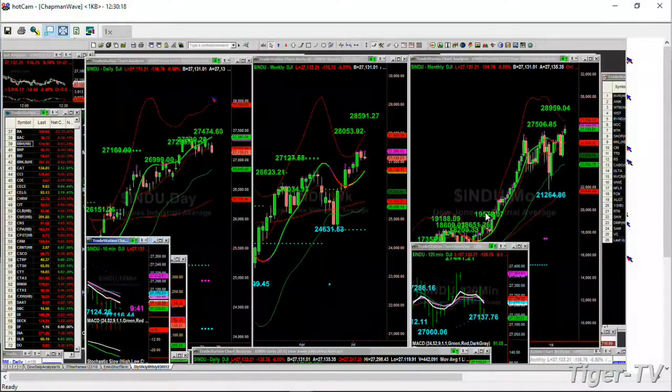Hi folks, so let me just show you something else here. I'm going to go to this with automated Chapman Wave notations. Look at the cluster of resistance levels that are automated here on the daily chart. Weekly chart is much higher, 28,000 to 28,590s. And then 27.5 to 28,900 in the monthly charts. So this is serious, and there's no support yet that I can see.